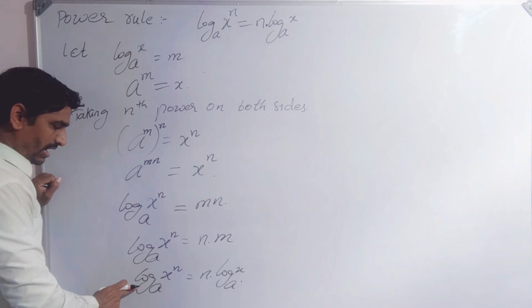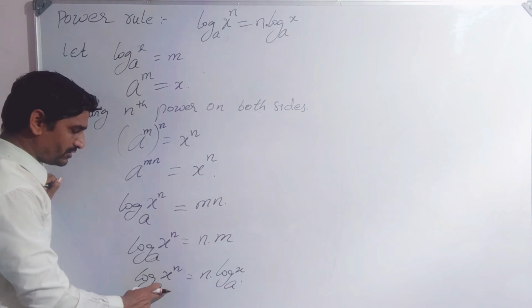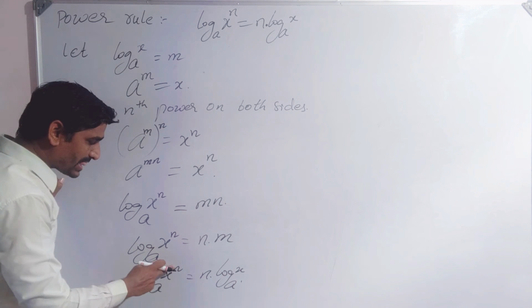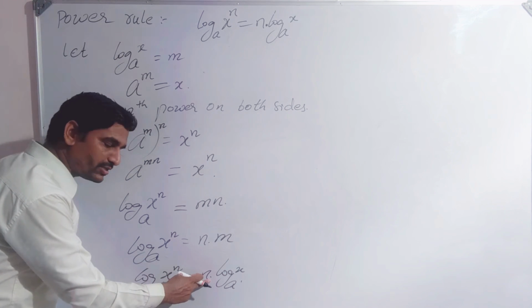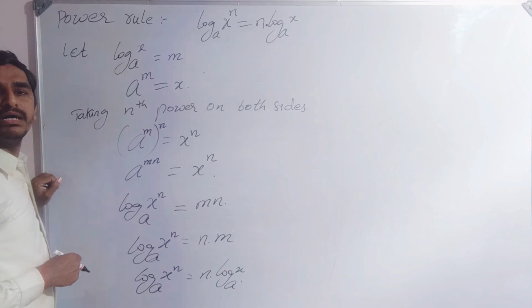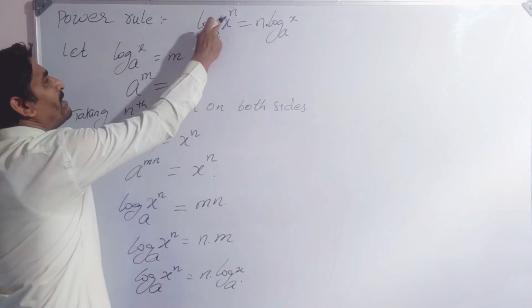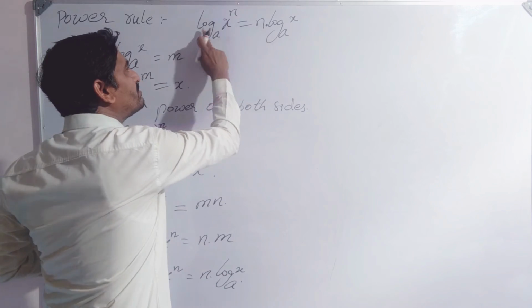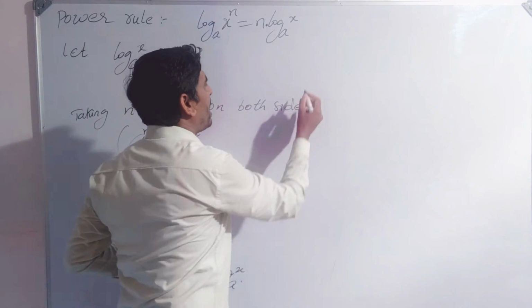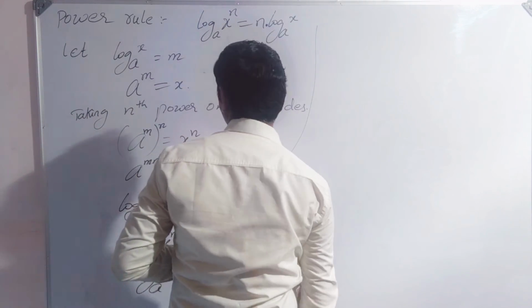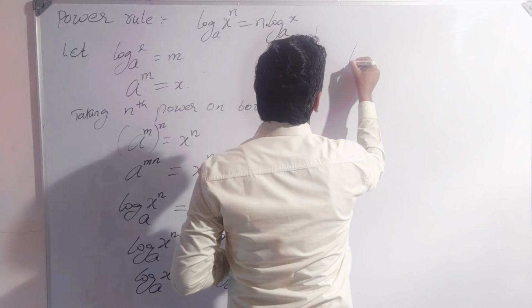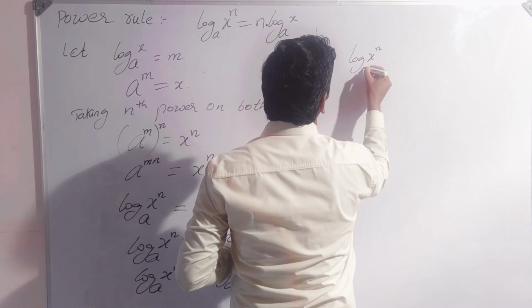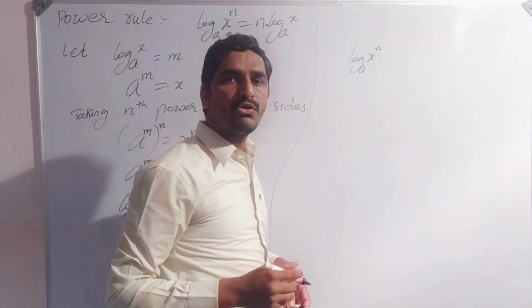Okay, understood? The logarithm of x to the power something to the base a gives the power multiplied by the logarithm of that number. This is the result: the power comes to the front side. Simply, how to remember? The power comes to the front. See, or there is another method for the logarithm of x to the power n to the base a.